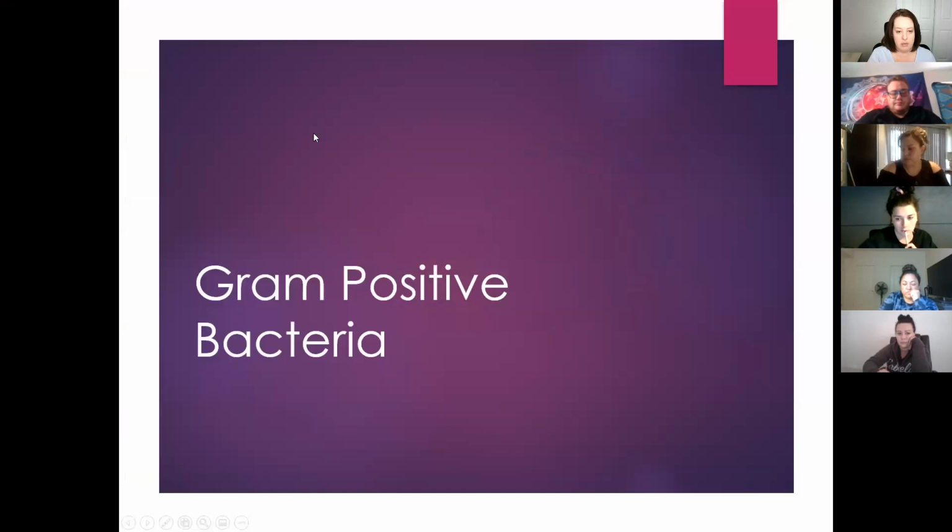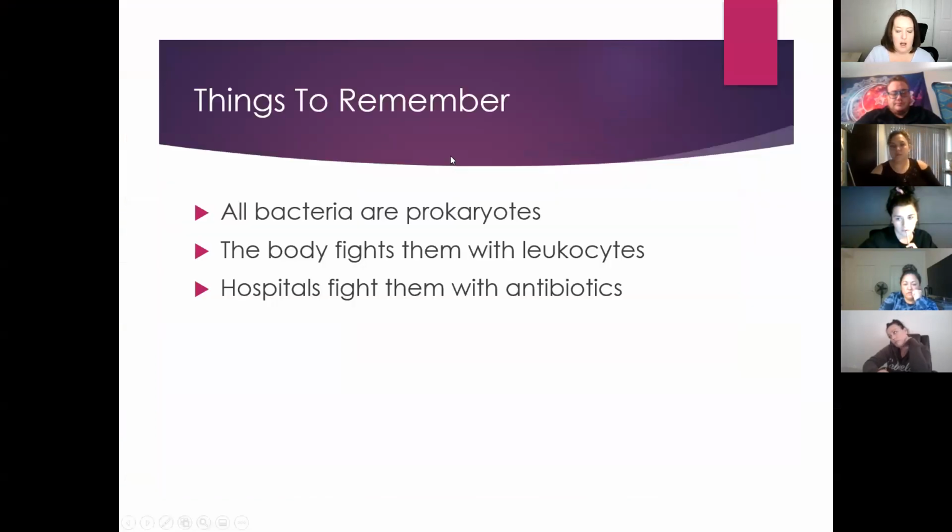So gram-positive bacteria, things to remember. So remember, all bacteria are prokaryotes. So prokaryotes translates to pre-nucleus. So remember, bacteria don't have a defined nucleus. They have very simple DNA that is in that circular form, but it's not contained within a nucleus. The body fights them with leukocytes, which are white blood cells. And then hospitals fight them with antibiotics and also prevention.